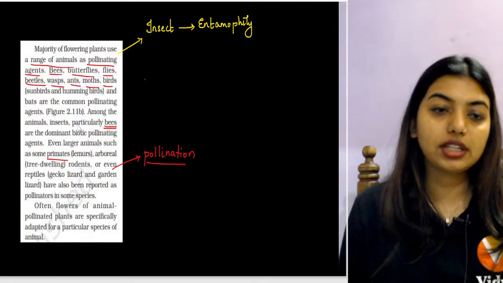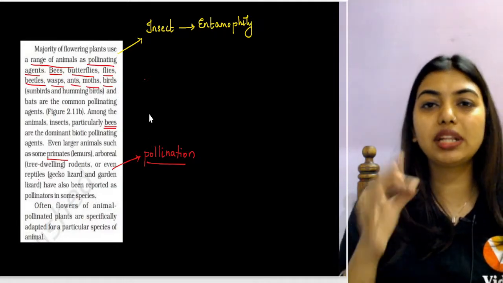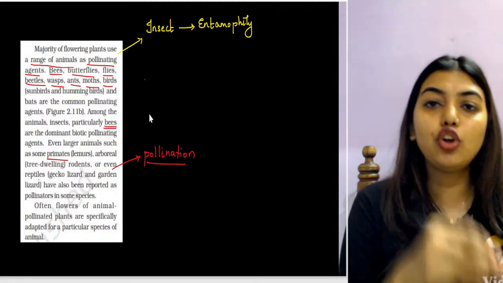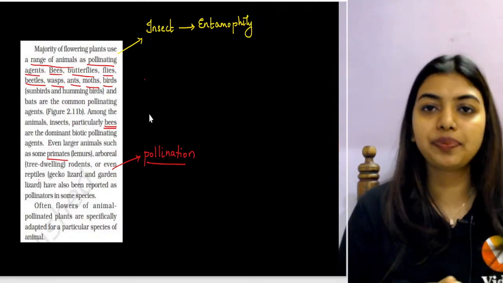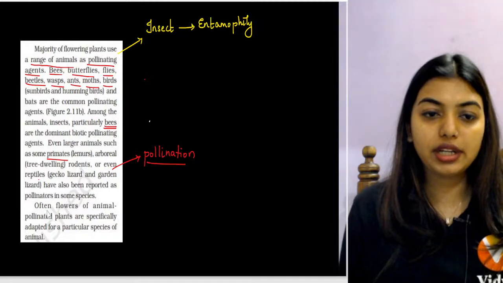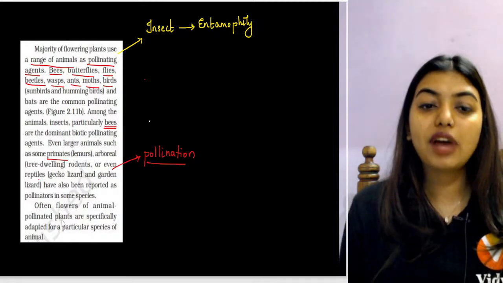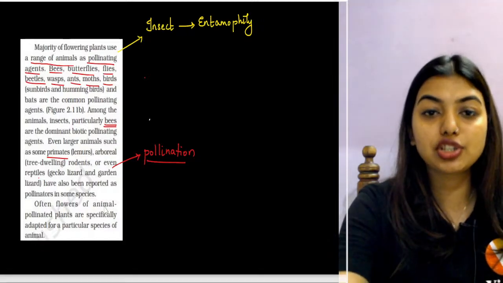Even wind pollinated flowers do not have to be that showy, but they have to make sure that they have long stigma and style, stigma as well as anther. That is very necessary. Often animal pollinated flowers are specifically adapted for a particular species of animals.